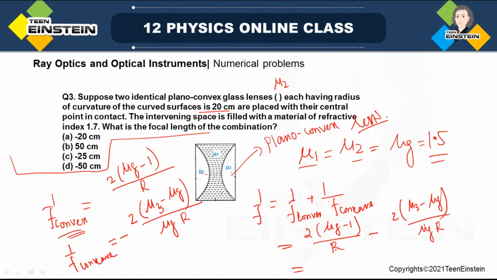Okay, so if you put the values, mu g is 1.5, so 1.5 minus 1 divided by 20 centimeter, and in this case also 2 into mu 3, so you'll get 1.77 minus 1.5, so you'll get 0.2 over mu g again down, and mu g is 1.5 into r over here. R is also 20 centimeter. If you do this, you must be getting this value: minus 50 centimeter.